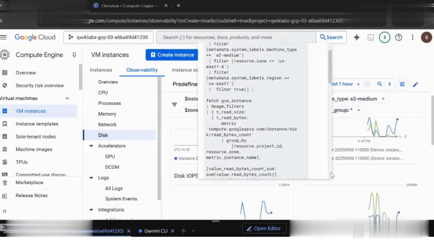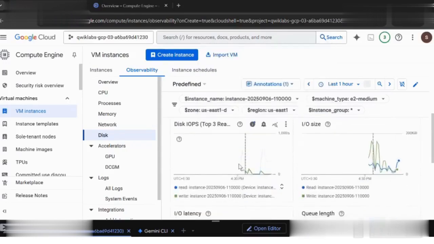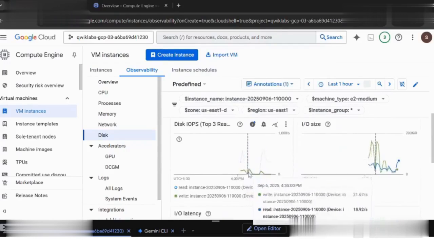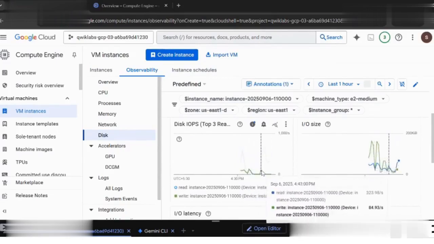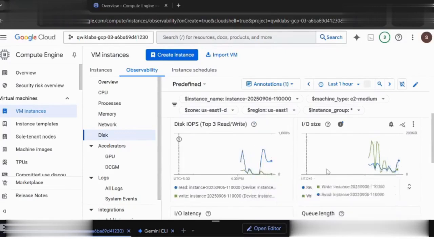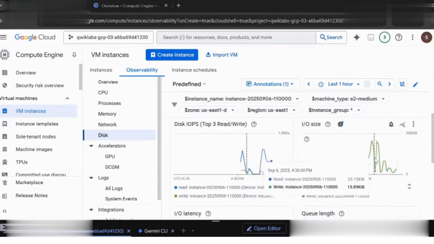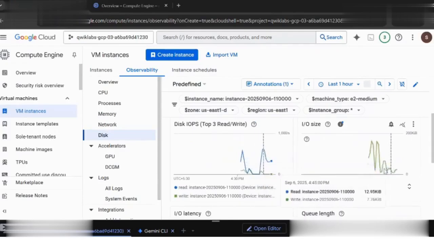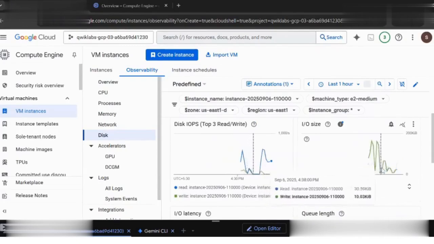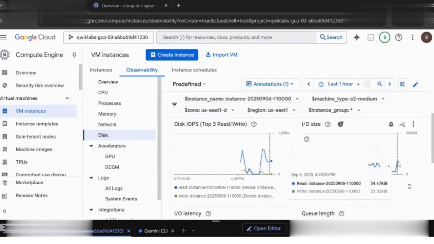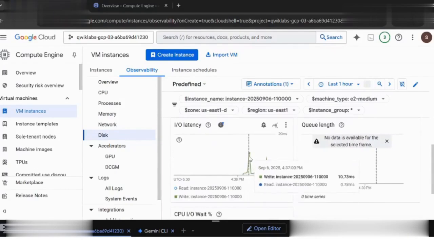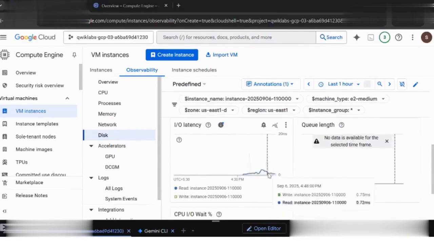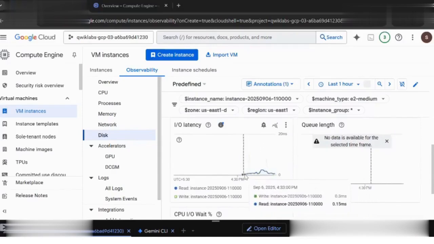Disk IOPS track the number of input or output operations per second. High IOPS, like transactional databases, are more energy intensive. Input-output size reflects the average size of read or write operations. Small input-output sizes often indicate many quick operations, while large sizes point to bulk transfers. Input-output latency shows how long it takes to complete disk operations. Higher latency can signal bottlenecks or performance issues that may also impact energy efficiency.